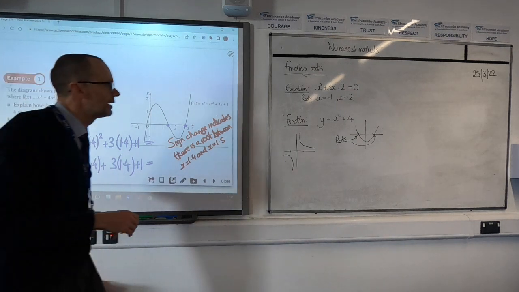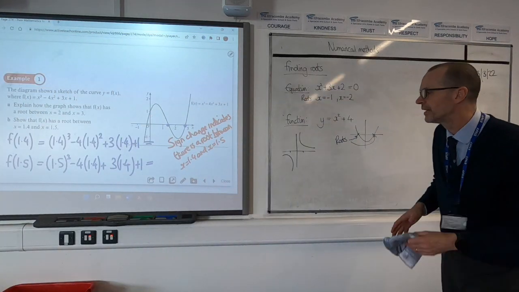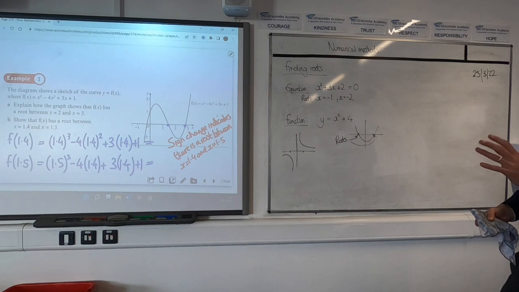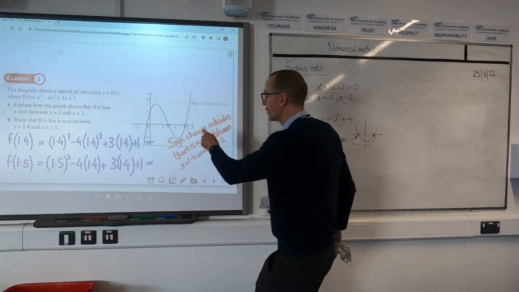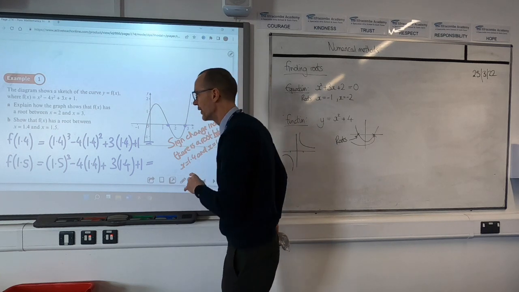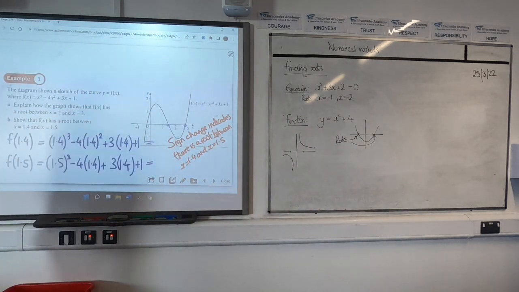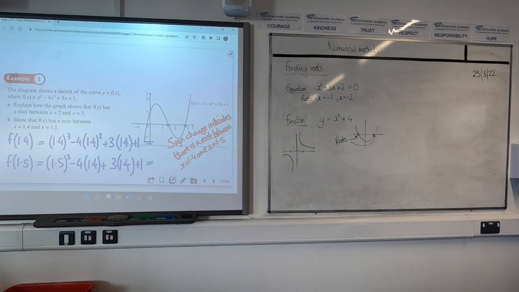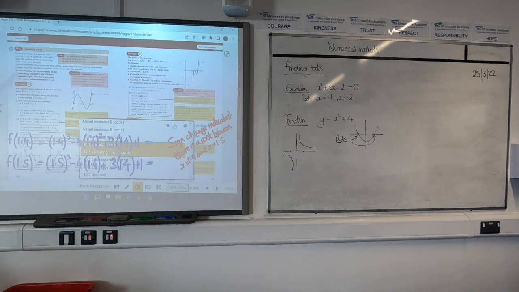So we can use this idea of sign change, and of course it's not always positive to negative. There's two values here where it goes from negative to positive. So it's just the change of sign. It's not necessarily the order of the sign. Okay, now that's all quite easy, so let's look at a slightly harder example.